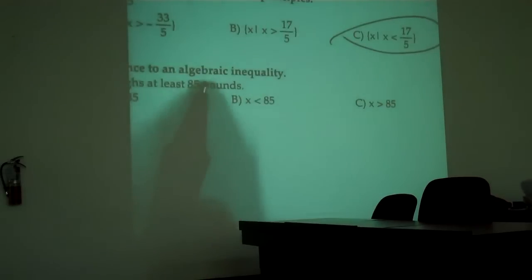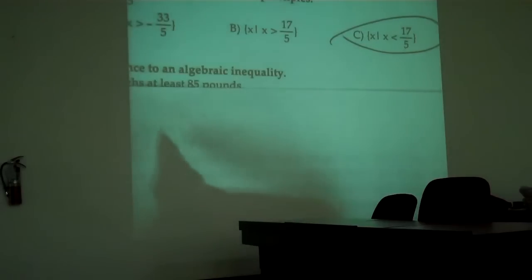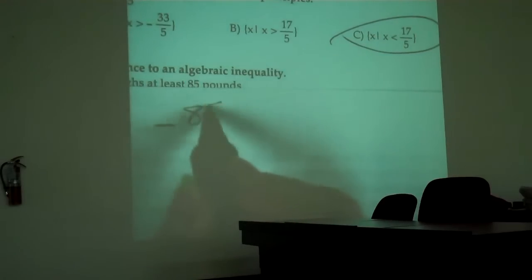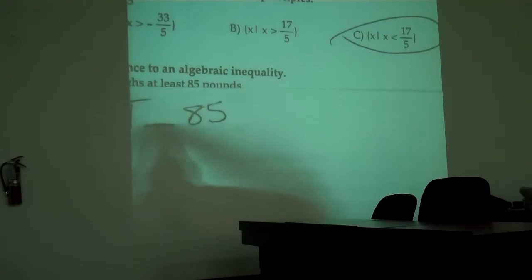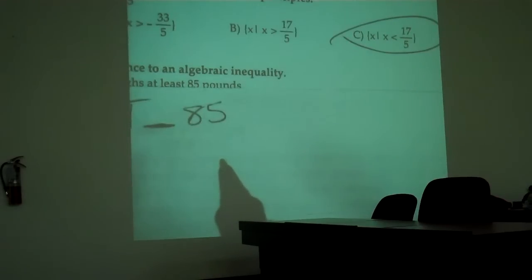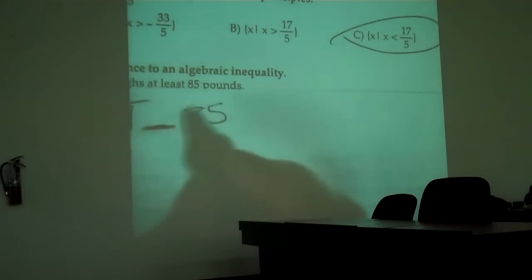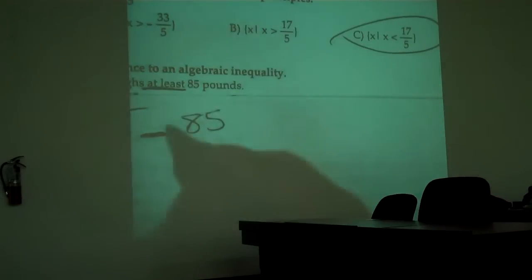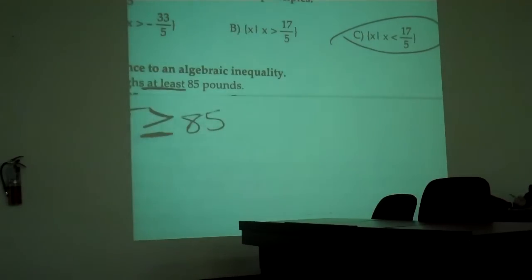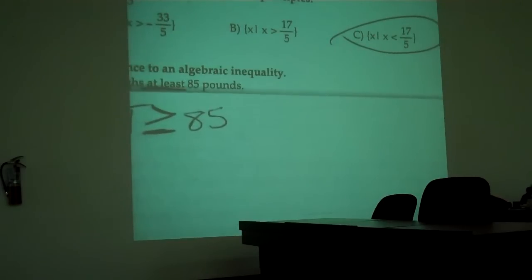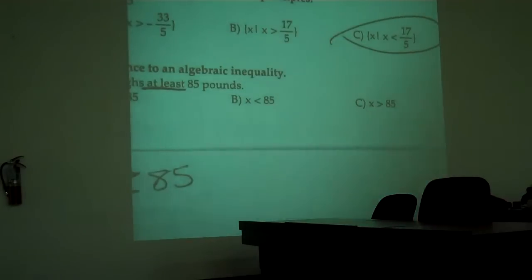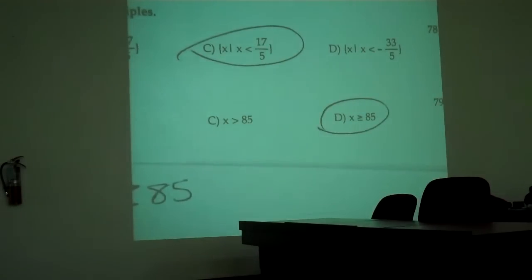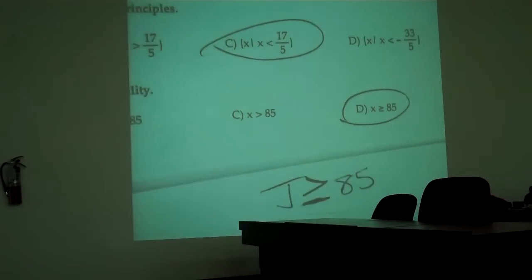Okay, turn this into an algebraic inequality. John weighs at least 85. So it could be equal to 85, okay? John, is it less than or greater? If it's at least 85, it means it can't be any less, right? It's gotta be more than or equal to 85. Doesn't mean he weighs less than. It's greater than or equal to 85. I put a J for John, but it could be any letter. Okay.